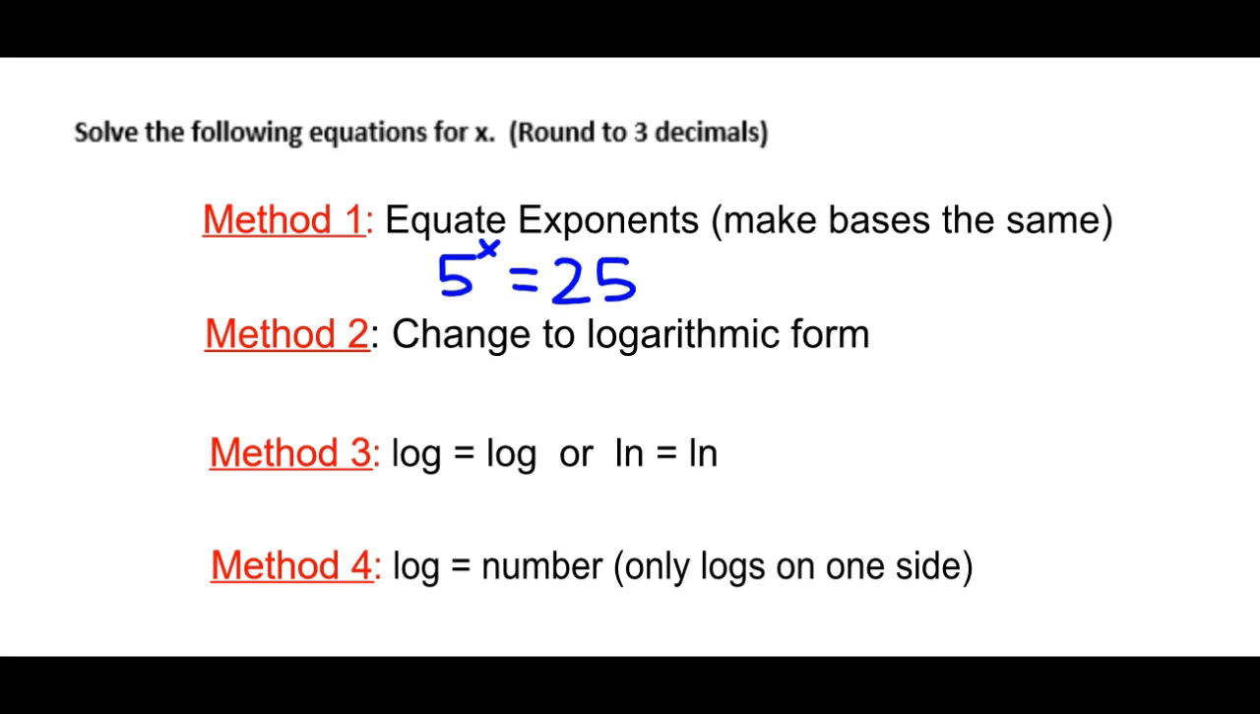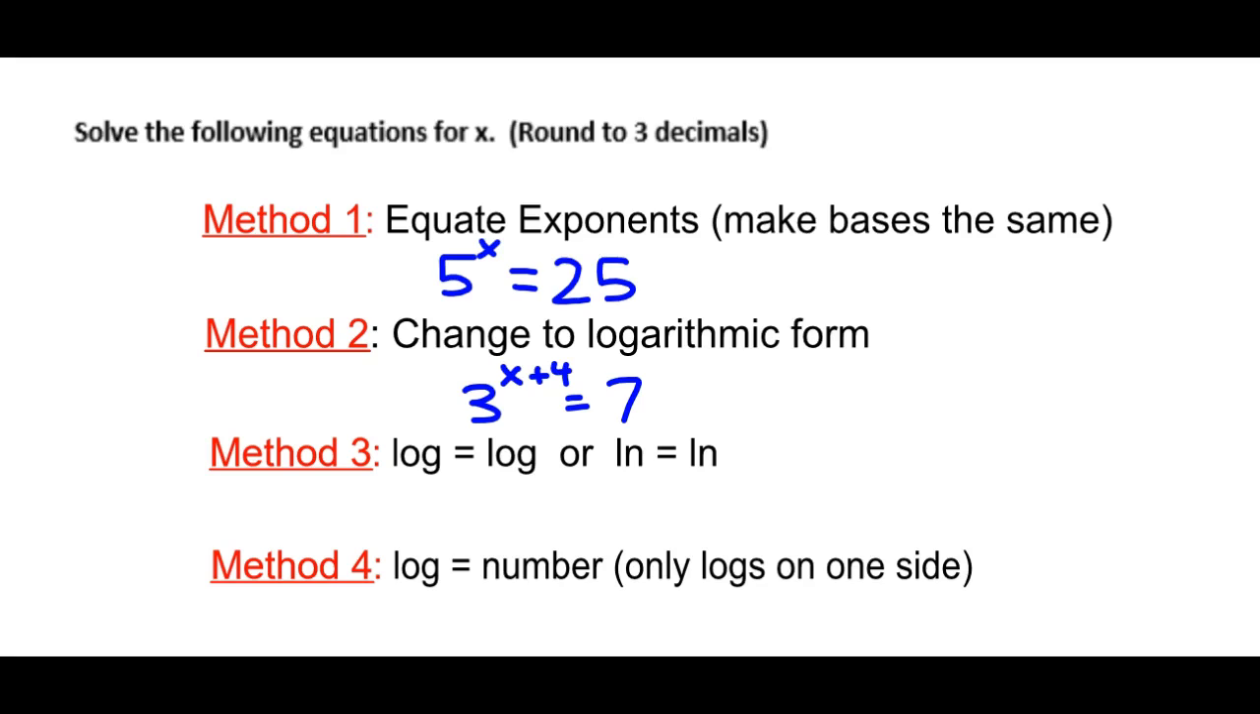If you can't get the bases the same, you're going to change it to logarithmic form. So something like 3 to the x plus 4 equals 7. I can't get 3 and 7 the same base. Notice they're both in exponential form. They have a base. They have a potential exponent. 7 would have a 1 as an exponent. In that case, then you change it to logarithmic form and use the change of base. Use your notes. Look for that method, method 2.